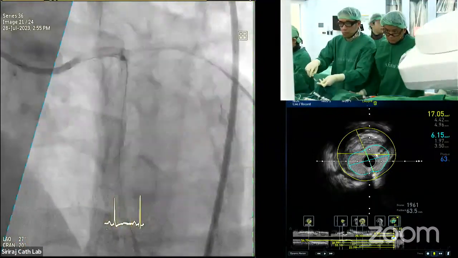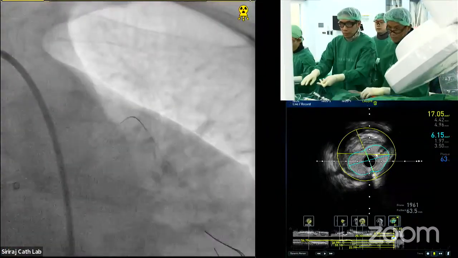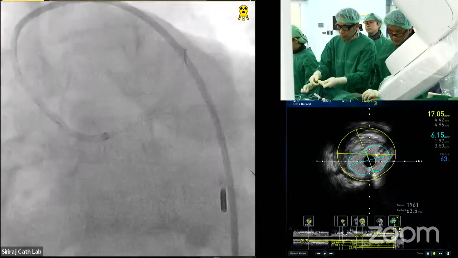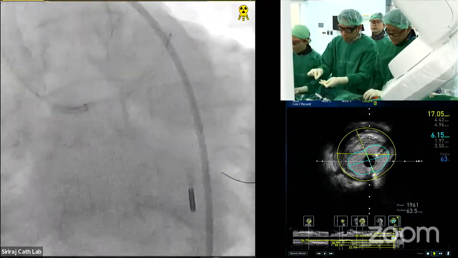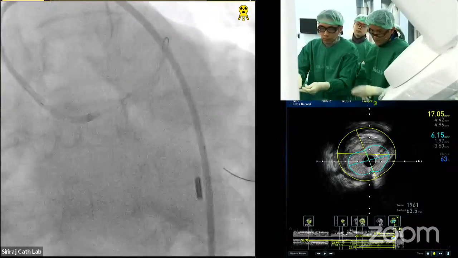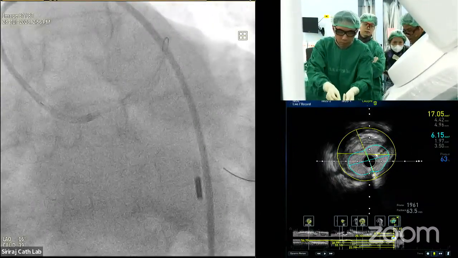So you're going to do a POT now before the IVUS, I presume. And you can see in the last view, the OM still opens up. Can give you a little test. I think we can just proceed.